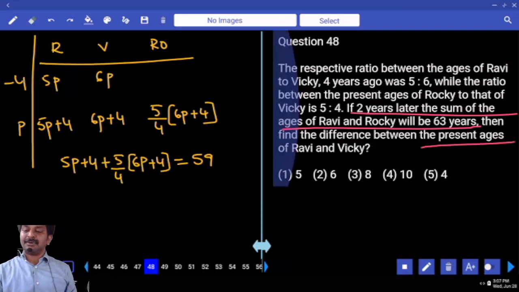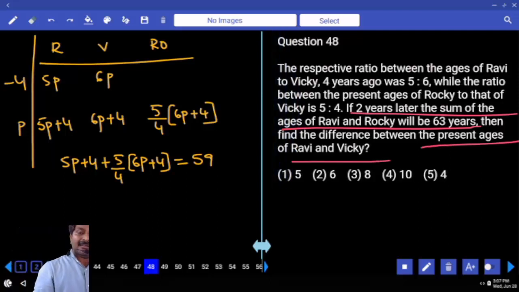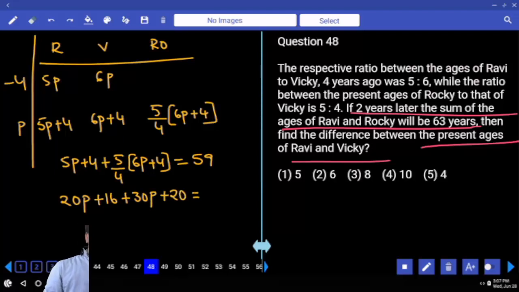And now the question is about the difference between Ravi and Vicky. That means one part value is the final answer. On the left hand side take 4 common. 20 parts plus 16, 30 parts plus 20. And 4 goes to the right hand side. 59, treat it as 1 less than 60. 4 times of it, 4 less than 240.